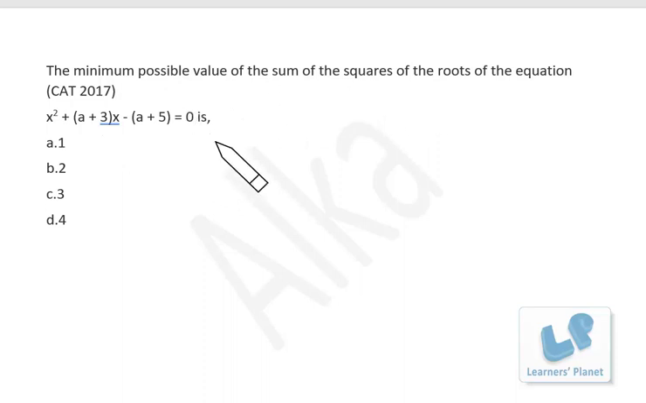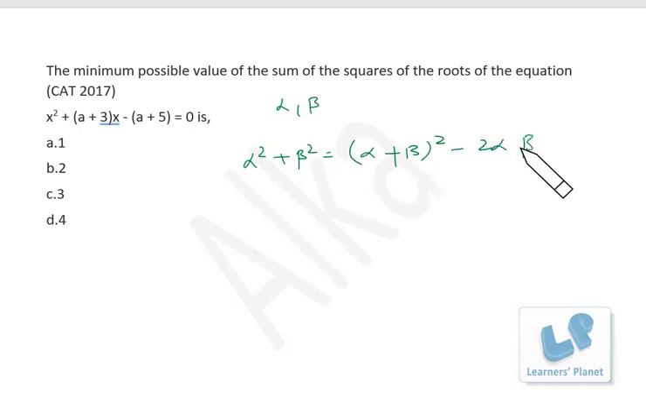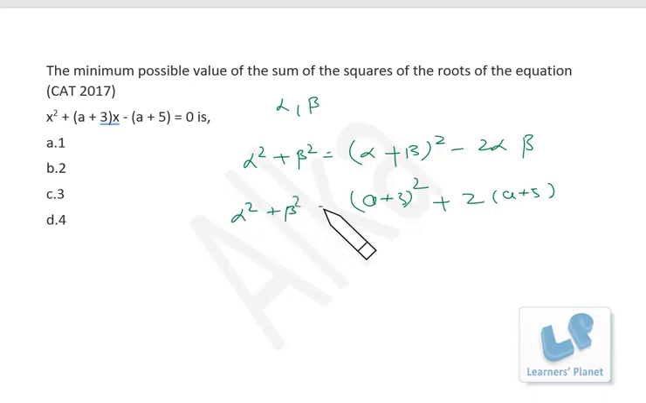Suppose the roots are alpha and beta. So alpha square plus beta square will be what? Alpha plus beta whole square minus 2 alpha beta. What is alpha plus beta? That is the sum of the roots, the negative of the coefficient of x. So here it is (a plus 3), and since it is squared, the negative will be cancelled out, that means it will be converted to positive. Then minus 2 alpha beta, what is alpha beta? That is minus of (a plus 5). So I just make it positive. So this is the value of alpha square plus beta square, right?